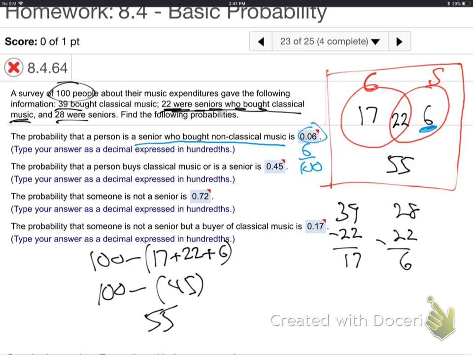We're out of time, but the rest are like that. Just keep going on.